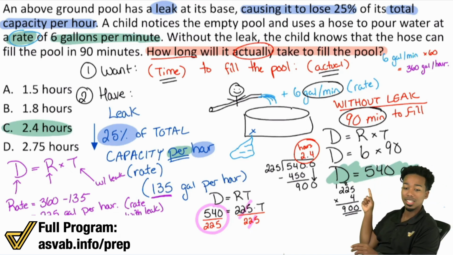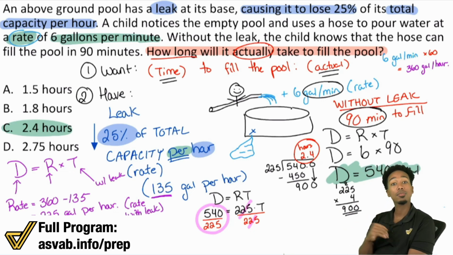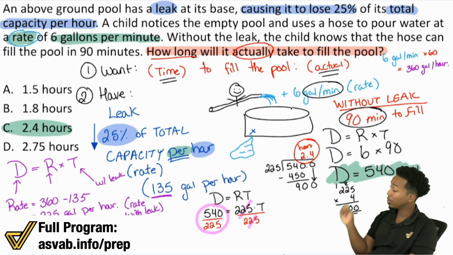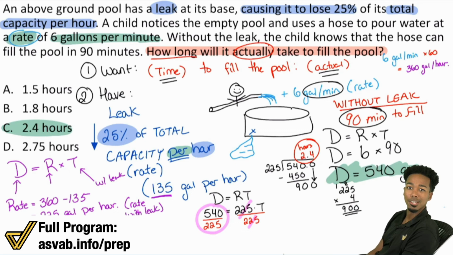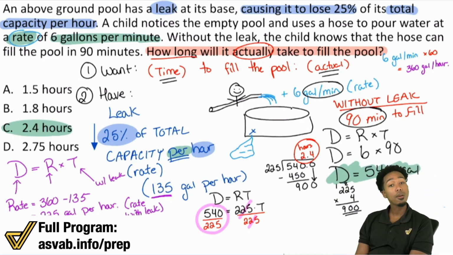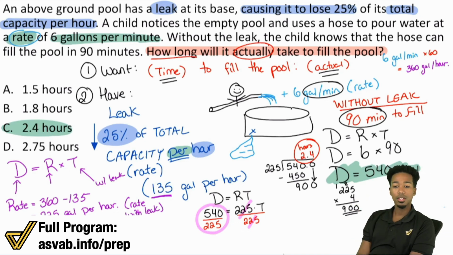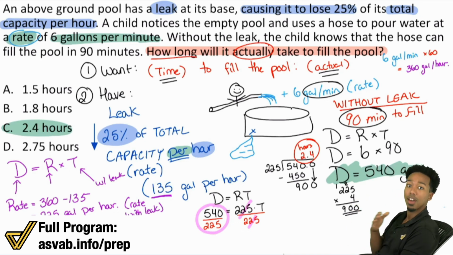Boom, that's the same distance as all the way over there. We figured out the distance. We're looking for time. What's the rate? Oh, it's losing 25% of its capacity per hour. Well, what is 25% of the capacity? Well, 25% is divided by 4. The capacity is 540. 540 divided by 4, that was 135, excuse me.